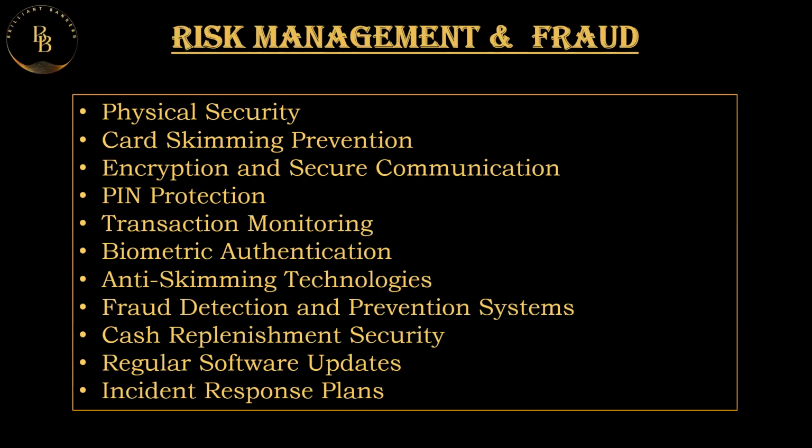Card skimming prevention. How is that being prevented? Skimming devices are used by fraudsters to capture card information from unsuspecting users. The bank deploys anti-skimming technologies such as anti-skimming devices and tamper-resistant card readers to prevent the installation of skimming devices on ATMs. The encryption and secure communication. ATMs use encryption protocols to secure communication between the machine and the bank's network. Secure communication helps protect sensitive information such as card data and PINs from being intercepted by unauthorized parties.